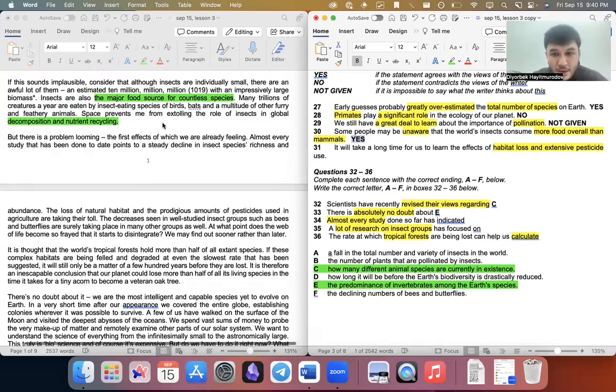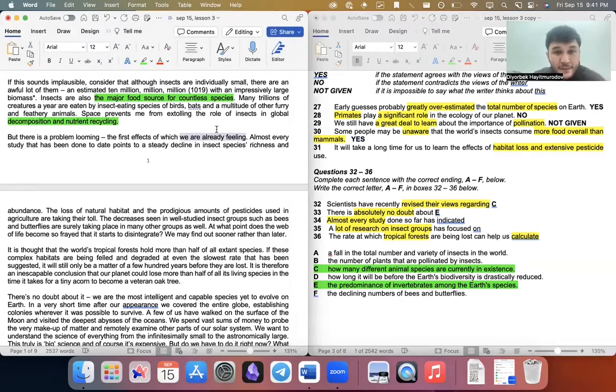Do I have anything about habitat loss and extensive pesticide? Did they talk about it? Pesticide. There is a plan, the first effect of which I'm already feeling. Almost every study, guys, almost every study that has been done to date, points to steady decline in the insect species richness and abundance.